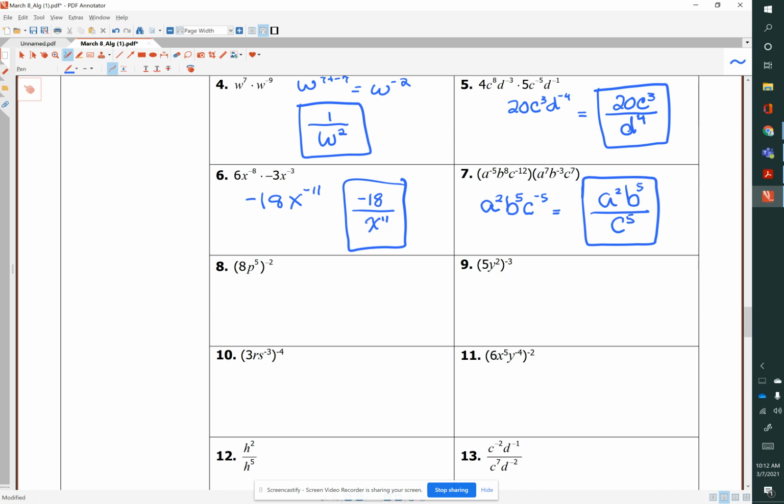Number 8, 8 to the negative 2 power is going to equal 1 over 64.